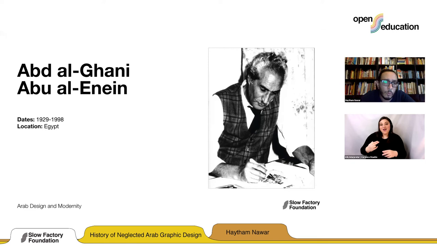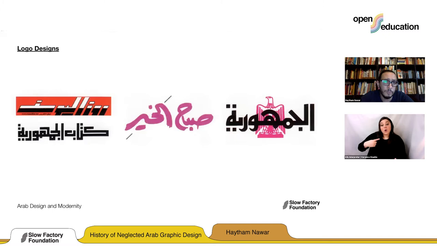And Abdel Ghani Abul Anain, one of the very important names of this newspaper. So he designs actually the logo for the Rose Al Yusuf, left to right. Also Kitab Al Gumhuriya, another institution. Sabah Al Khair is the good morning, the one in the middle. And that's the magazine I was just speaking about.